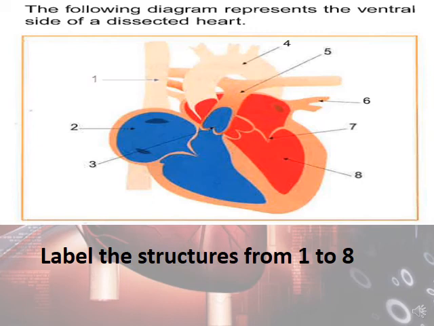Number 4 is the aorta. Number 5 is the pulmonary artery. Number 6 is the pulmonary vein. Number 7 is the bicuspid valve, and number 8 is the left ventricle. This labeling, we're going to move deeply into it in the second video.